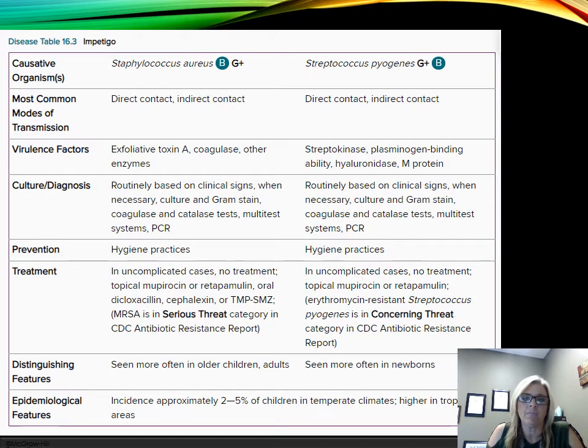They're both prevented by being clean and having really good hygiene. So Staph aureus is going to be more serious because of the potential of MRSA, and pyogenes is kind of just considered a concerning effect. And so if you have older children, you want to think Staph aureus. Newborns, you're more likely to see strep pyogenes.